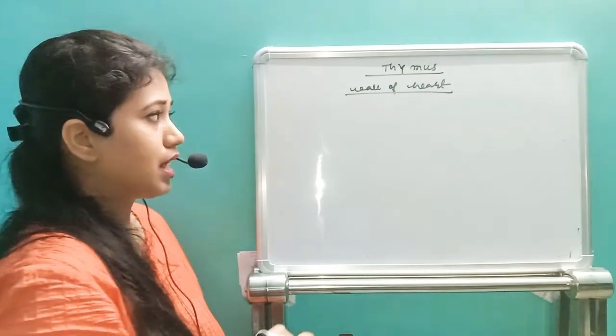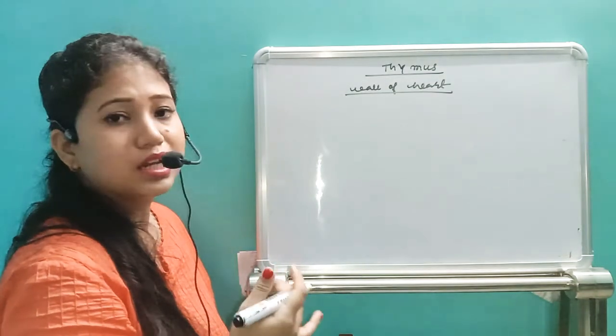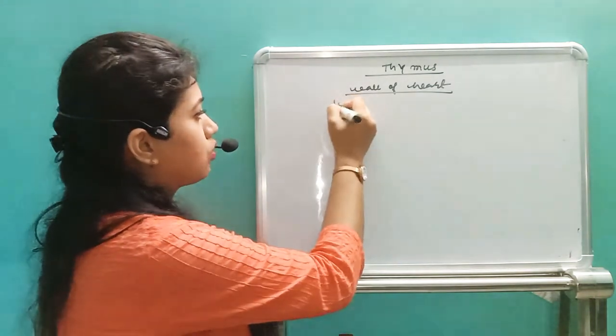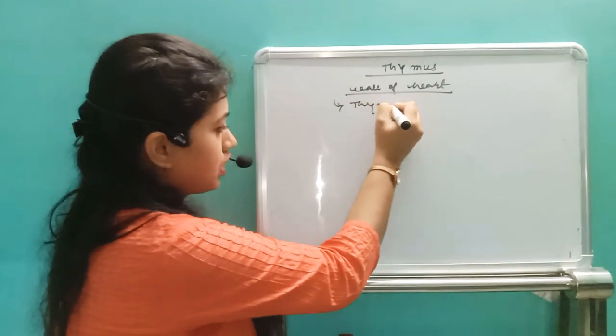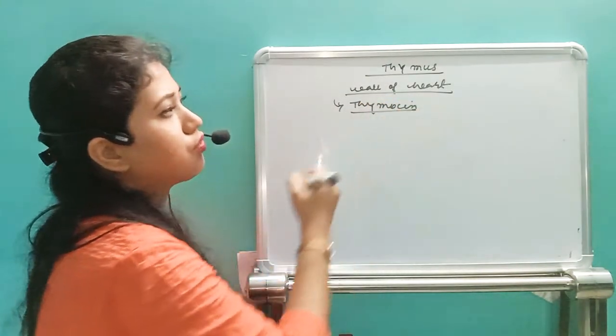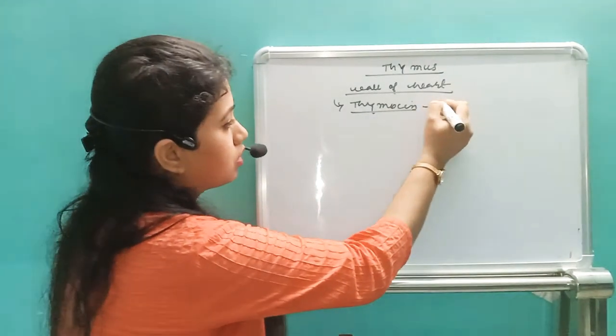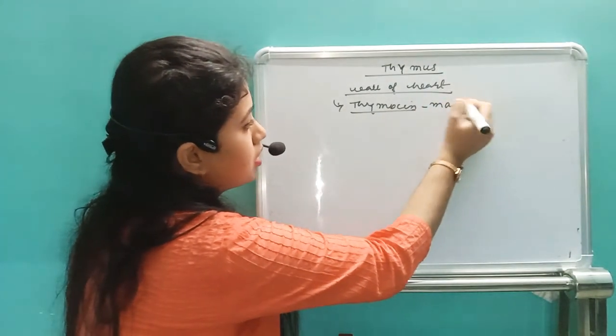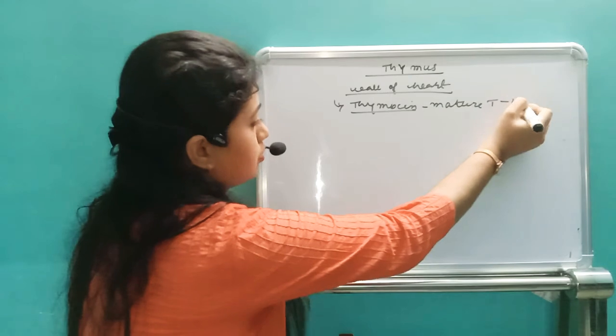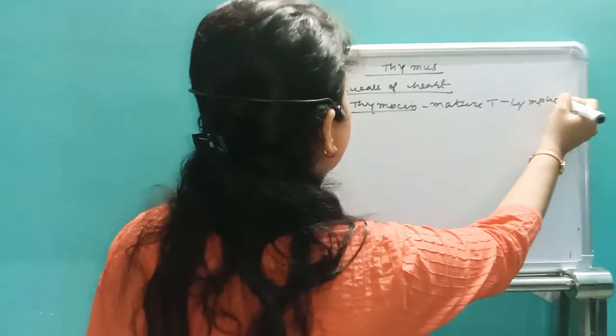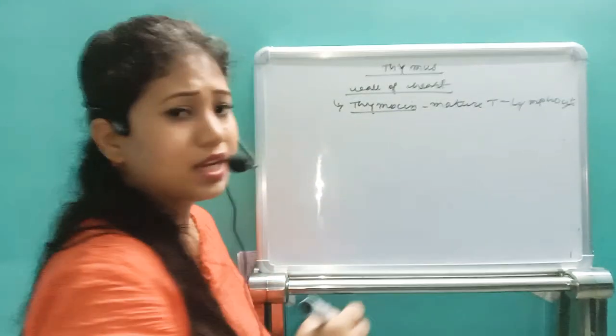So the thymus gland is going to secrete one hormone that is called thymosin. The thymosin hormone secreted from the thymus gland is going to mature the T lymphocyte. Now, what is the T lymphocyte then?